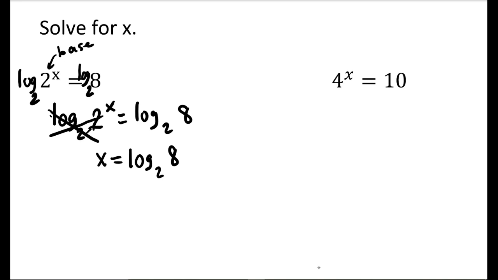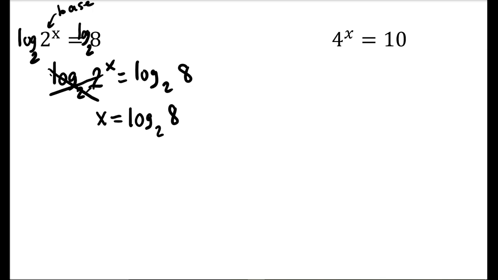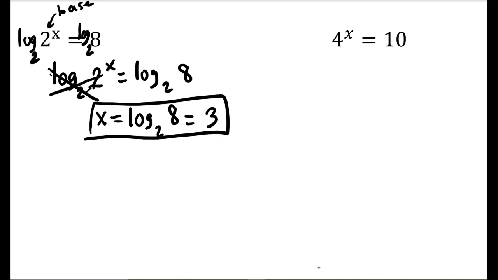We're going to talk about how to actually put this on the calculator later, but we know that this value is going to give you 3. We can actually find it right now because if we convert this to the exponential version, you're going to get 2 to the x equals 8. Okay, so we know that this is going to be 3, just because we know that 2 to the third is 8. But we'll show you how to do that on the calculator as well for decimals. All right, so we got x is equal to log base 2 of 8, which is equal to 3.